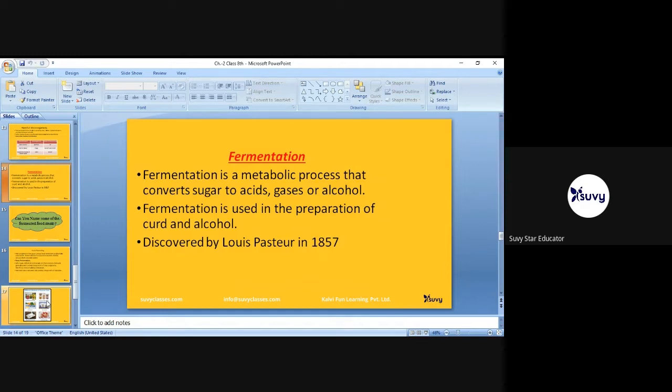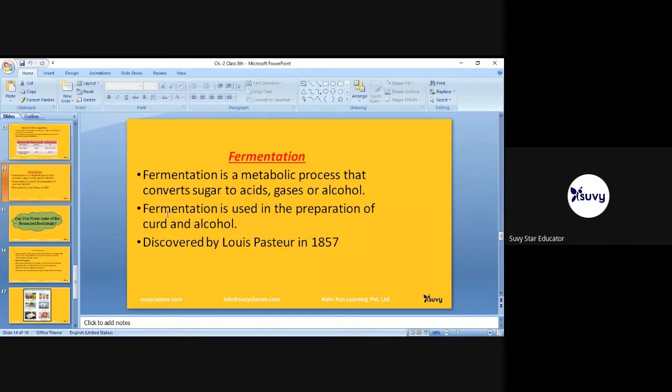Okay, so what is yeast doing? Yeast is performing fermentation. It is converting the sugar into alcohol. Not only alcohol, if the sugar gets converted to acids and gases, then again the process is called fermentation. And this fermentation is used in the preparation of curd as well as in the preparation of alcohol.